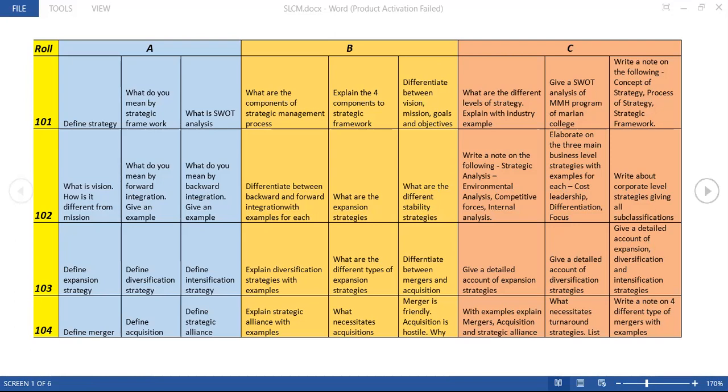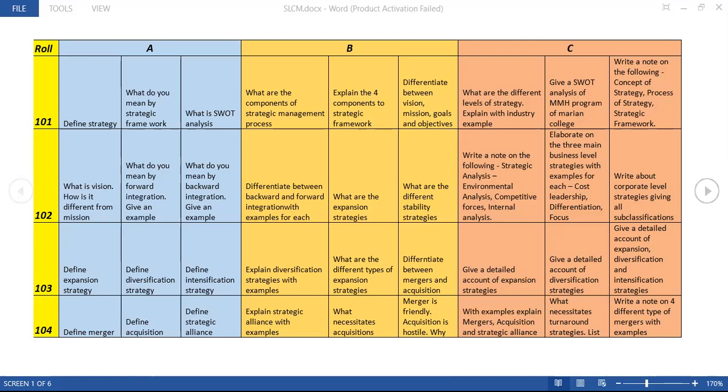Backward integration is like, to give an example, a textile showroom entering into cotton mills, textile production. That is what backward integration is. Forward integration is like someone who is manufacturing shoes but not marketing them, and they start their own shoe retail or footwear retail business. That is what forward integration is. The vision mission difference is also there in the note.